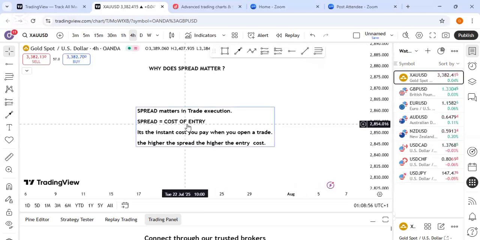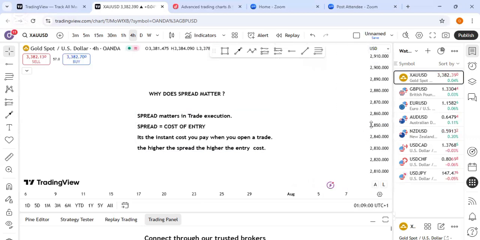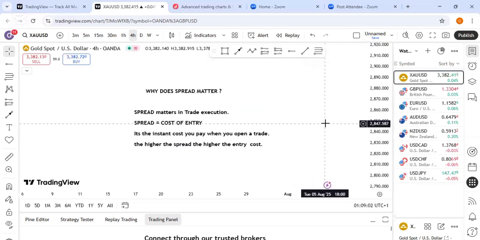Spread is equal to the cost of entry, the amount you need to enter a particular trade. That's what we call a spread, the cost of entry, more like a transaction cost. That's what your broker charges you. So if your broker charges high, they are charging you too much money because you want to execute a trade. If your broker is charging less, that means they are charging you a lesser cost of entry for you to execute a trade.